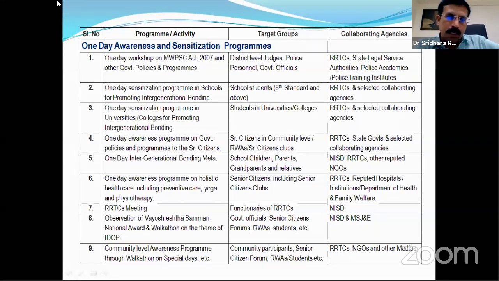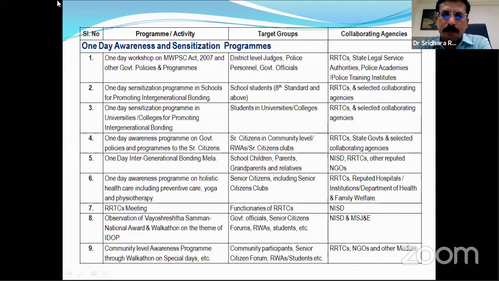Another very important one-day program is on government policies and programs for senior citizens. Here, our main target group is senior citizens in the community, residential welfare associations, senior citizens clubs, and all the community people. Through the RRTCs and the state governments, we are organizing these programs.